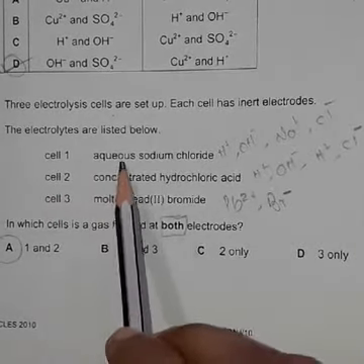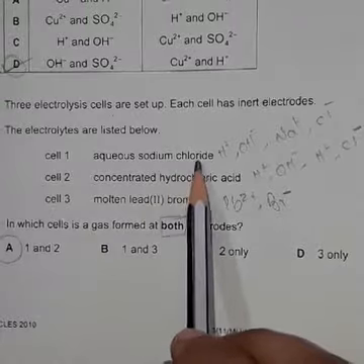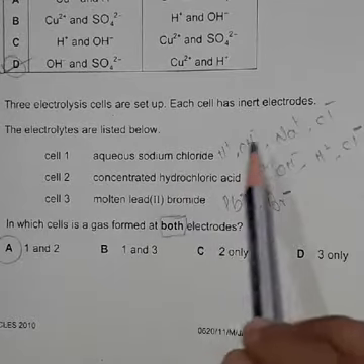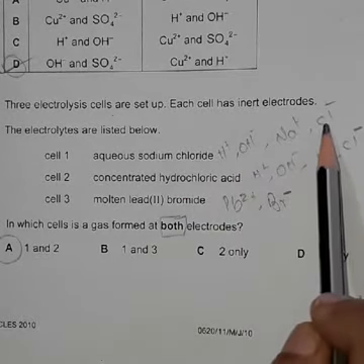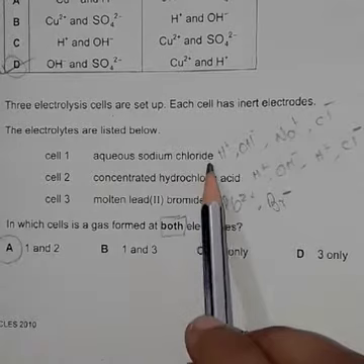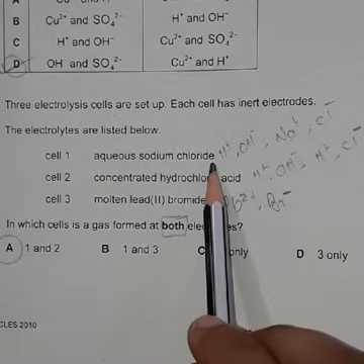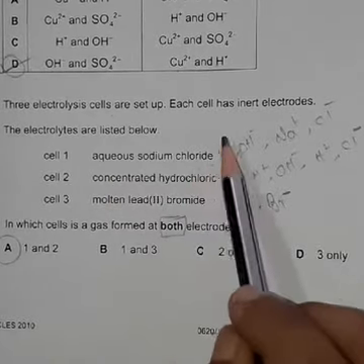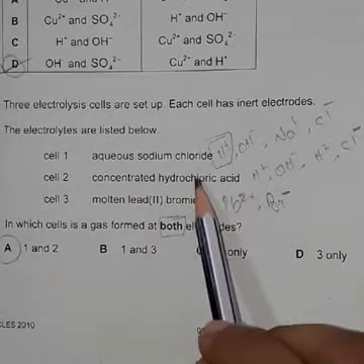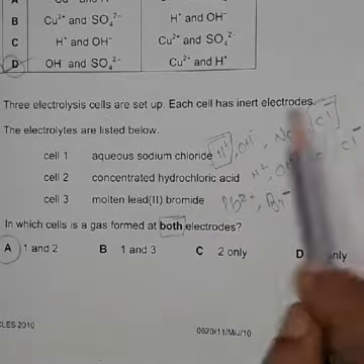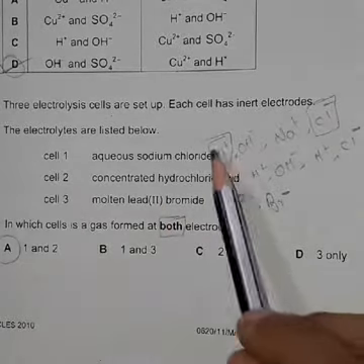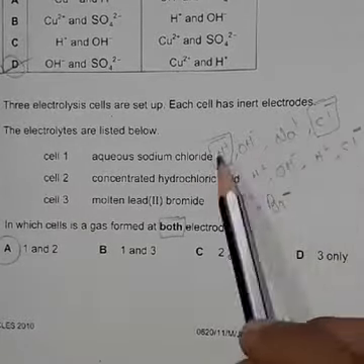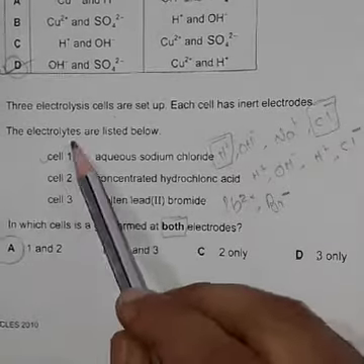Cell 1, aqueous sodium chloride. Aqueous means water, H+ and OH-, and sodium chloride means Na+ and Cl-. If it is concentrated, imagine here aqueous sodium chloride is concentrated. So hydrogen gas is formed at the cathode and chlorine gas is formed at the anode. So at both electrodes there is a possibility to get a gaseous product. Hydrogen and chlorine are in gaseous state.